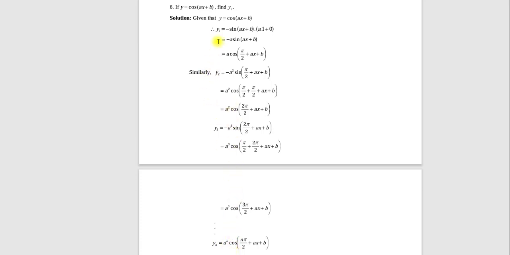And in case of y1, it is 1 pi by 2, in case of y2 it is 2 pi by 2, and in case of y3 it is 3 pi by 2. So obviously in case of yn, it will be n pi by 2. The rest of the part will be same, x plus b, x plus b, x plus b. So that's our final answer.